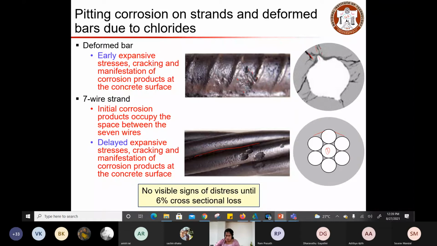So the difference is, one is the stress condition, another one is the geometrical conditions. Here, because of these helical wires, your corrosion product gets filled in between the wires, and that delays the expansive stresses that could cause cracking.